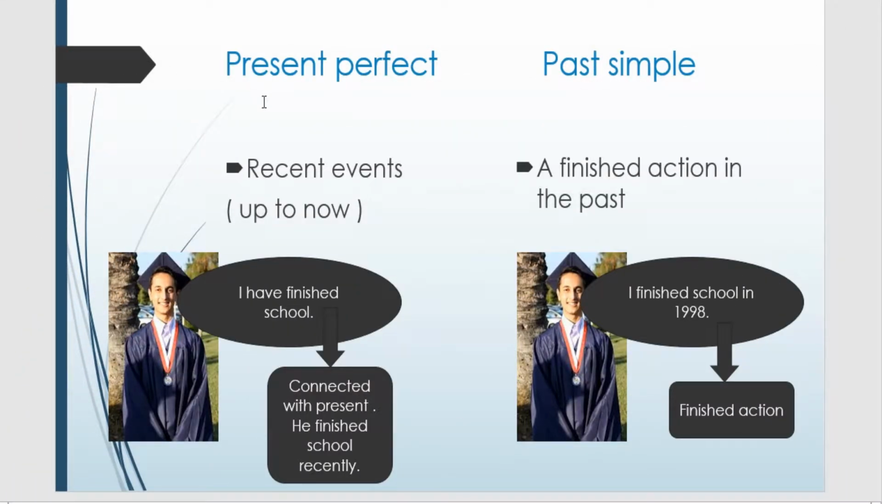Now, let's look at the differences between present perfect and past simple. Present perfect is used to talk about recent events up to now. Example: I have finished school. In this example, finished school is connected with the present, that is, he finished school recently.